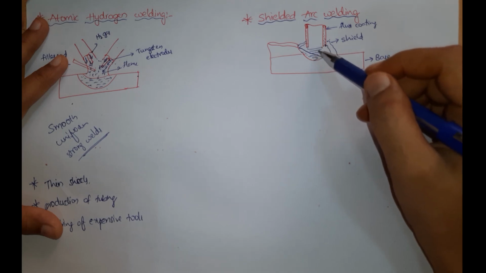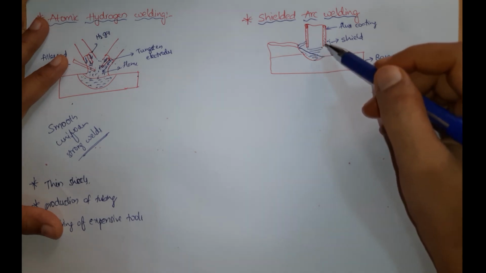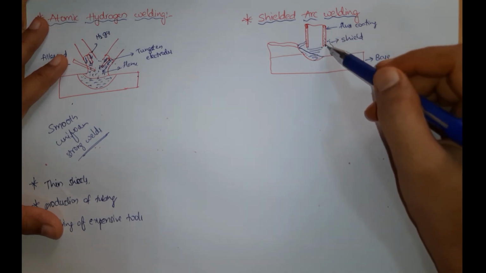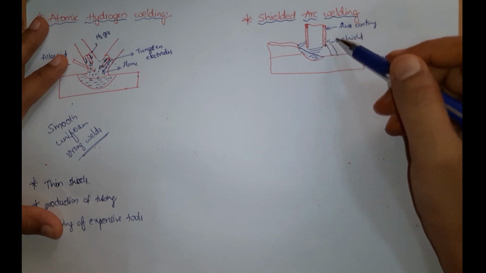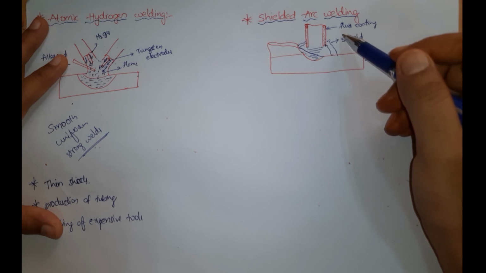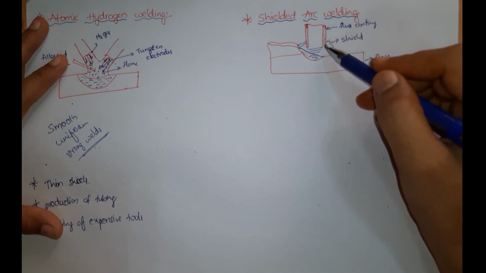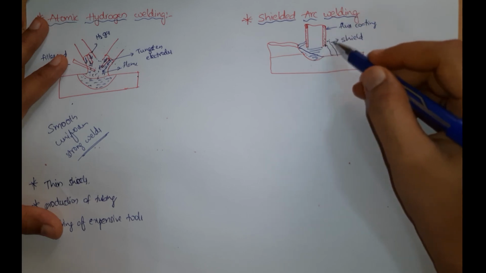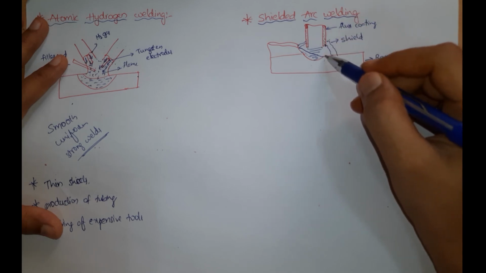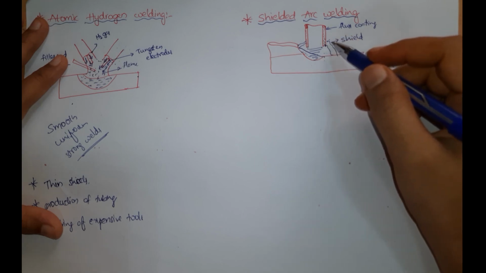When it gets melted, it may combine with the atmospheric oxygen and nitrogen and may lead to the formation of oxides or nitrides. Due to this injurious chemical combination, the metal may become weak such that the weld may not be as strong as we expected. It may lose corrosion resistance, it may become weak, it may become brittle.